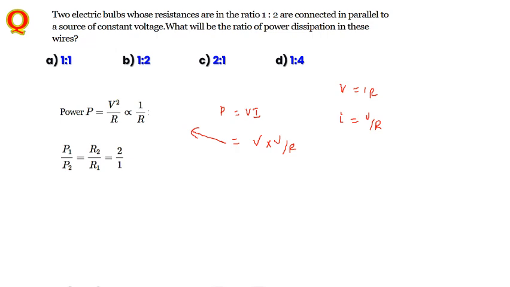See, from this one, V is constant, P is inversely proportional to R. For this one, P1 will be equal to constant into R1. Similarly, P2 is equal to constant into R2. P1 by P2 here is inversely proportional, so what you are going to have here is R2 by R1. Already they have given the resistance here is 1 is to 2. So R2 by R1 here is 2 is to 1. So the answer in this case is 2 is to 1.